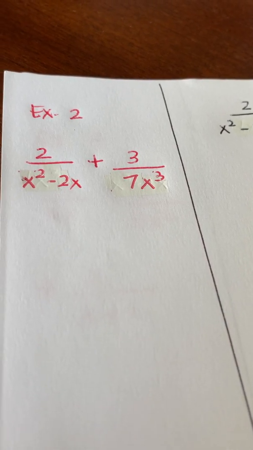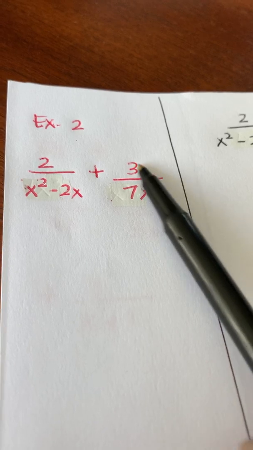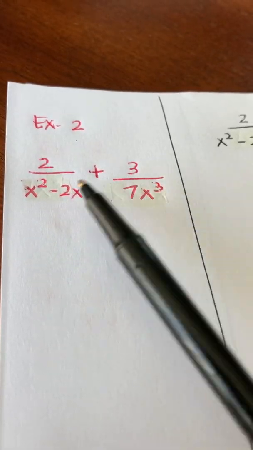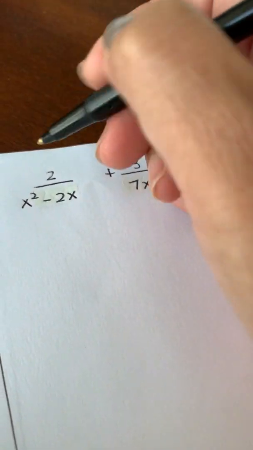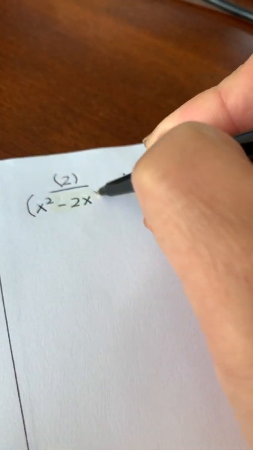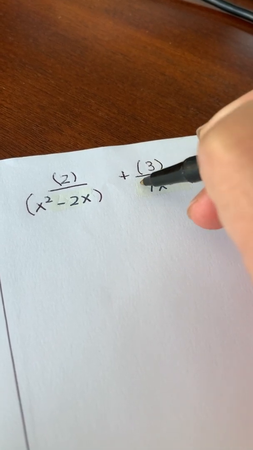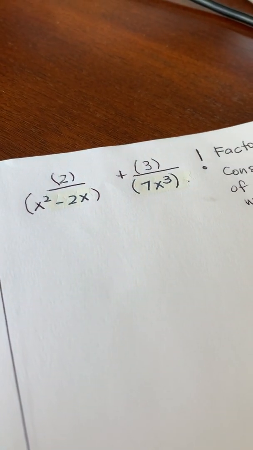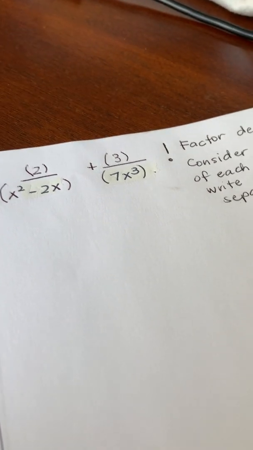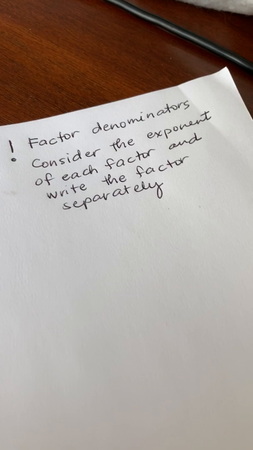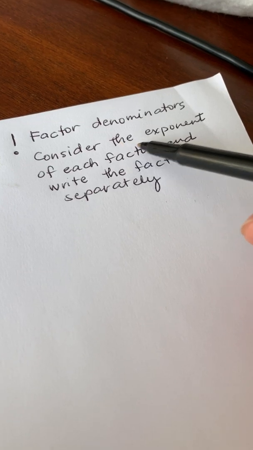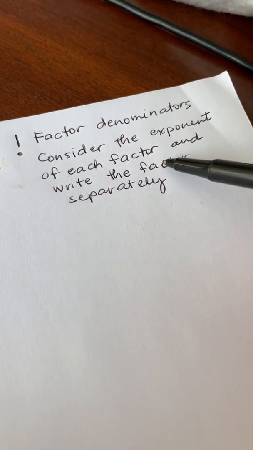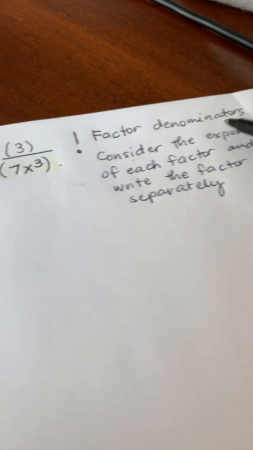So this is example 2 of how to combine rational expressions with different denominators. So step 1, we said let's put parentheses in all of our expressions. And then at this point, you should factor denominators that can be factored. Okay, and then consider the exponent of each factor and write the factor separately. So let's factor denominators first.